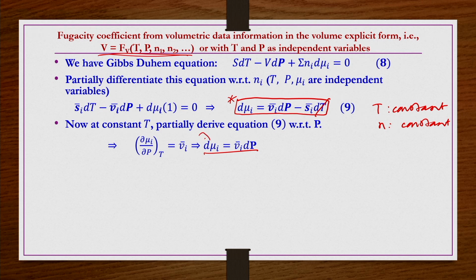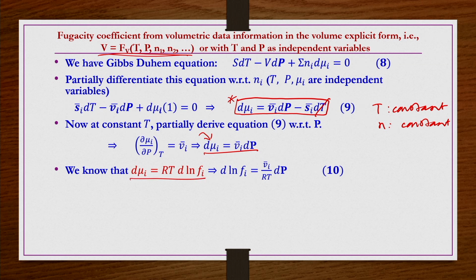And then we already have a relation for dμi as nothing but RT d ln fi. By definition this is what we have, right. Now, if you combine these two equations, what can you get? d ln fi is equal to Vi bar by RT dp. This equation is so important that if you know Vi bar with respect to change in pressure, then you can know the change in the fugacity of that particular component.